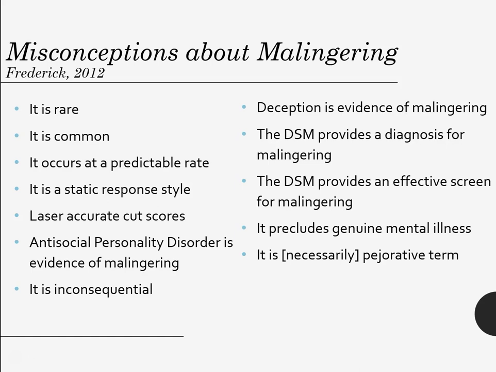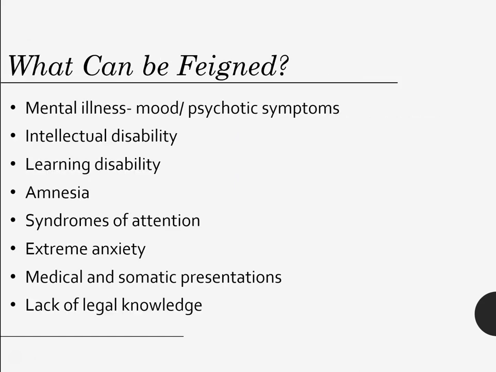And finally, this idea that it's a pejorative term. In some contexts, it absolutely is. To be thought of as malingering can be thought of as a faker, a liar, someone who's being deceptive. But we can also just be descriptive about it. And if there's evidence of it, there's evidence of it. And we can point that out in our evaluations.